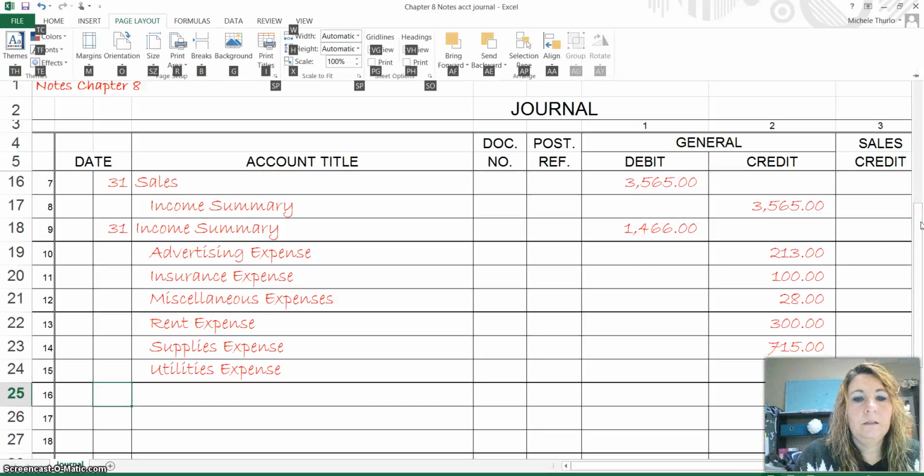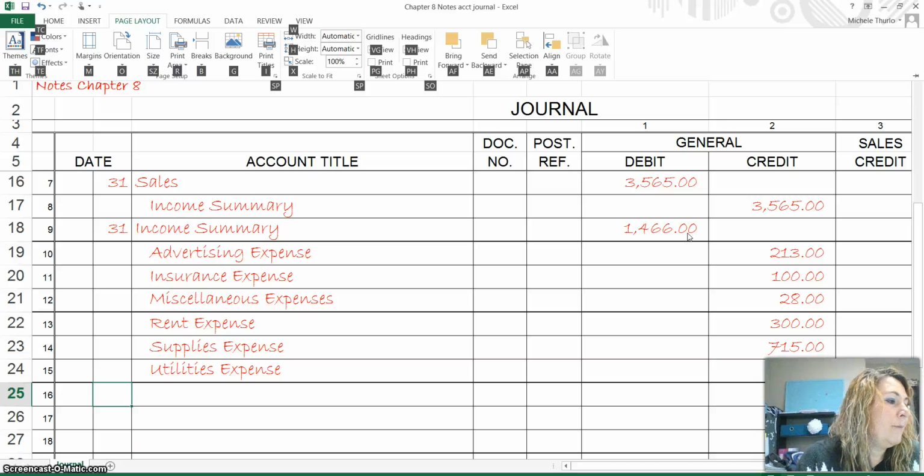The first thing we have to do is figure out how much we have put into our income summary account. So to go ahead and find out what our income summary is going to be, I'm going to look up here, and it looks like I have a credit of $3,565 and a debit of $1,466. So with a credit and a debit, I'm going to subtract, which is going to give me a credit balance of $2,099. Now I can double check that $2,099 because if I look at my worksheet, my net income should also be $2,099. So your income summary account balance and your net income or your net loss should be the same.